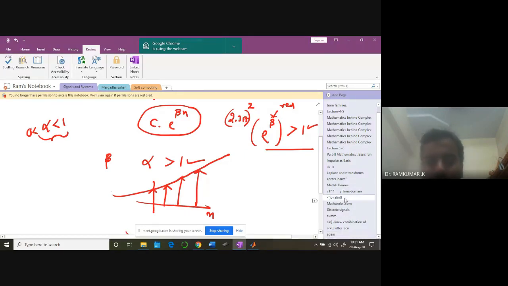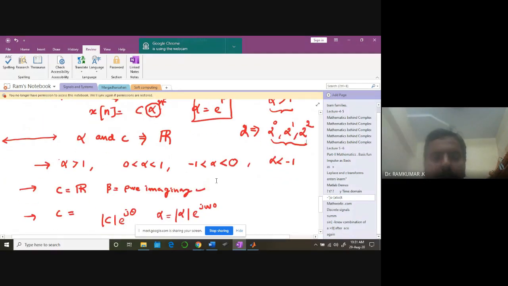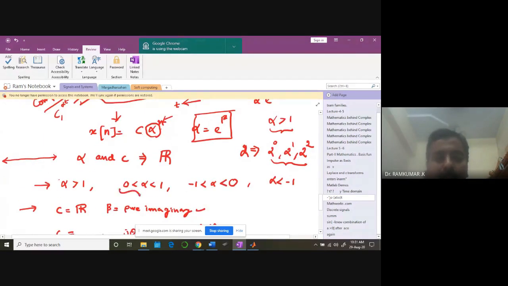I can show you the waveform. So this is the second case I'm talking about, when alpha is between 0 and 1. Can you imagine what will happen? Everybody?